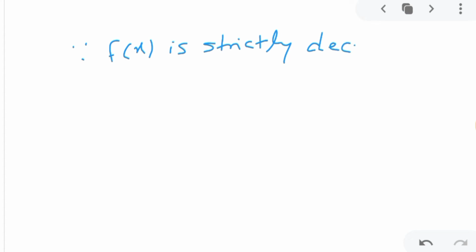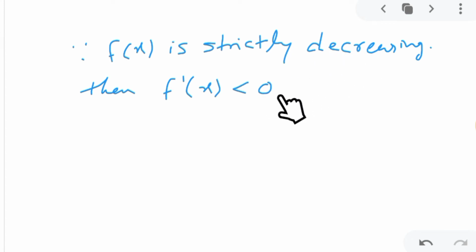So what I will write? I will write like this. In the question it is given that f x is strictly decreasing. So f x strictly decreasing means f dash x will be less than 0. Just now I explained, if decreasing then less than 0, increasing then greater than 0. Correct?